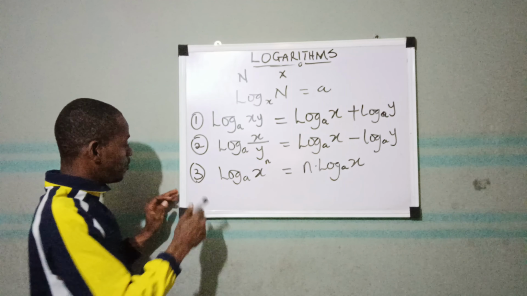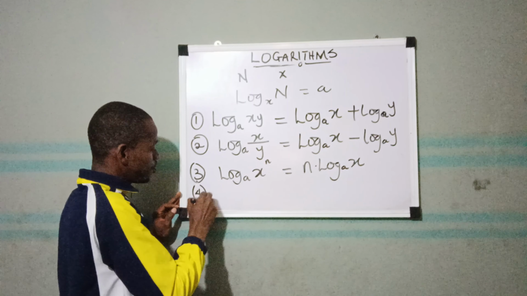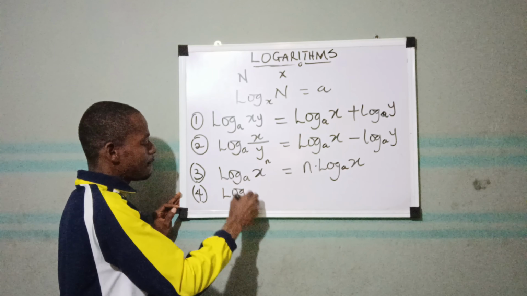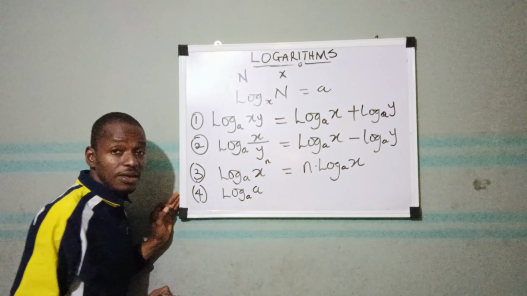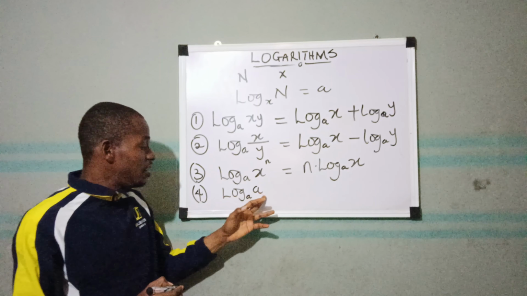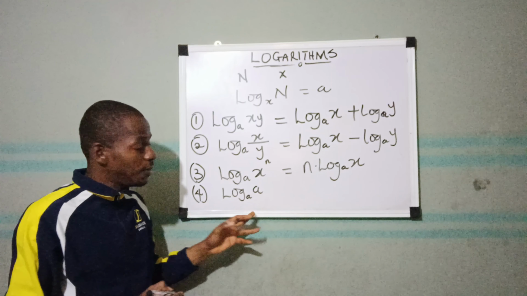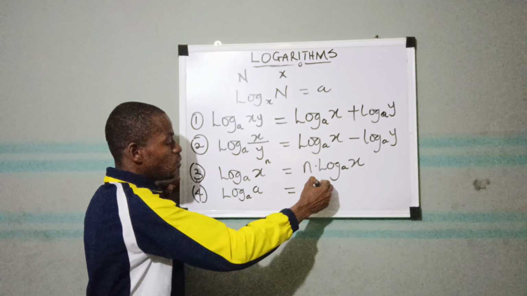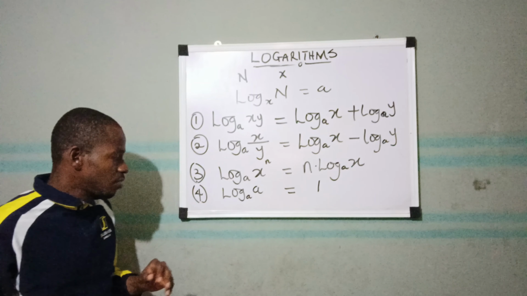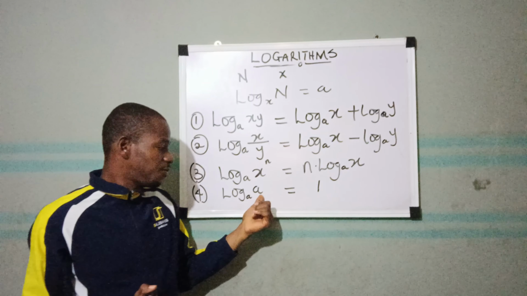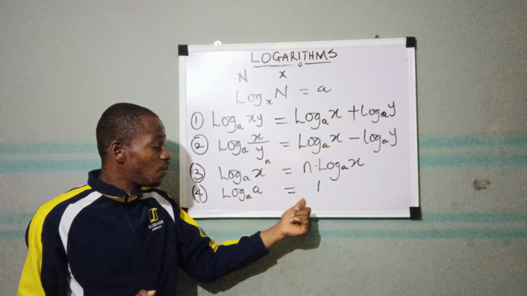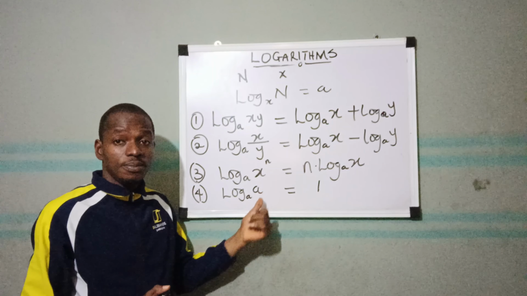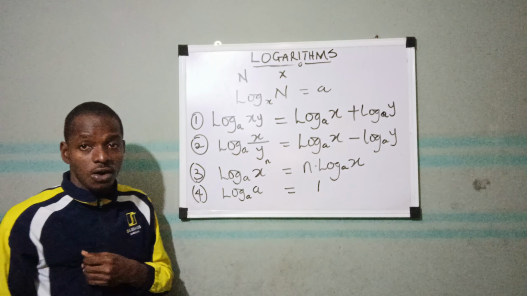And the fourth law: logarithm of a number, let's say a, to the same base, logarithm of a to base a, is equal to 1. If you have, for example, log 10 base 10, it gives you 1. Log 5 base 5 gives us 1.